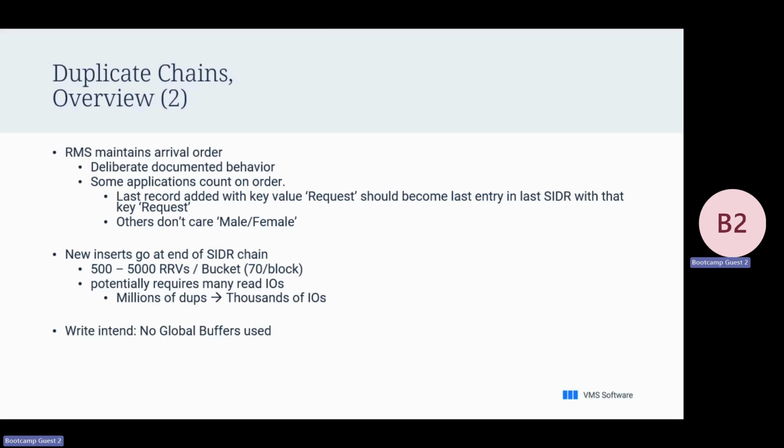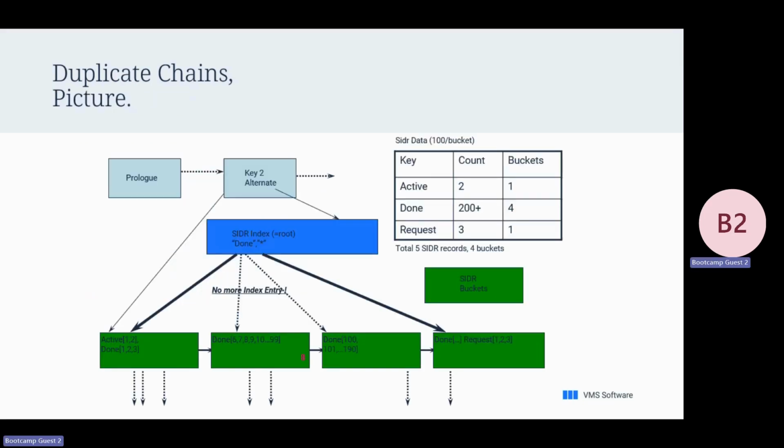So that's the arrival order. We insert, go at the end of the sitter chain. You can have a small bucket, 500 sitter records. The biggest bucket, 63 blocks, is only 5,000 RRVs. So if you have millions of duplicates, 1 million divided by 5,000 is 2,000. So now in a picture, we have these records done, and it keeps on going.